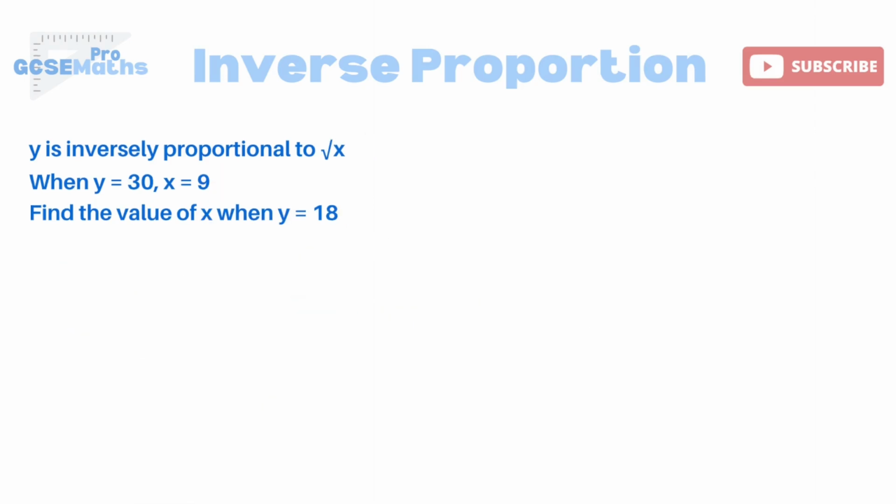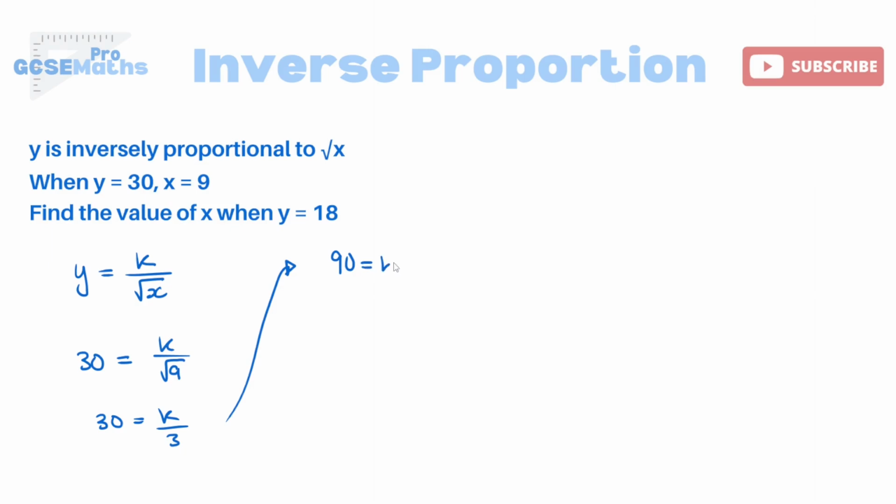Okay, a very similar one again, but now we're working with the square root of x. So y is inversely proportional to the square root of x. We're going to write down y is equal to k over root x. We're then going to substitute in the 2 values, so 30 for y, and then 9 for x, but I am going to square root that 9, so that gives me 30 is equal to k over 3. And then if I rearrange that, I get 90 for k.